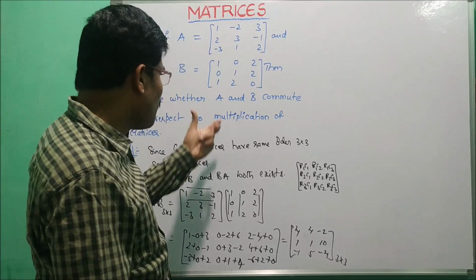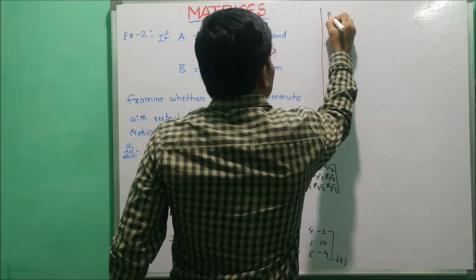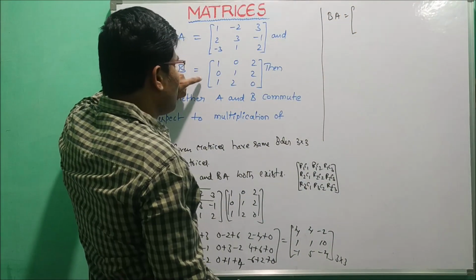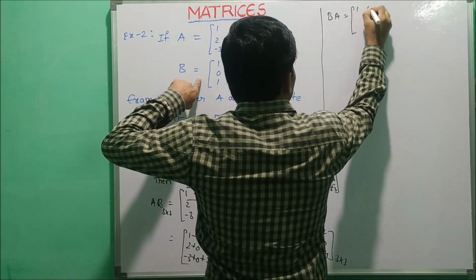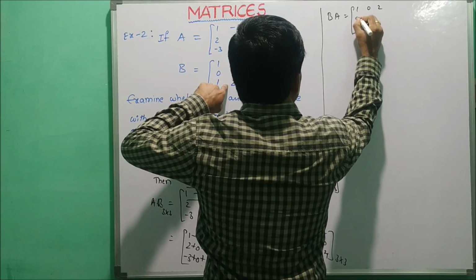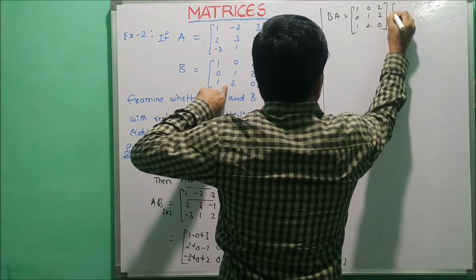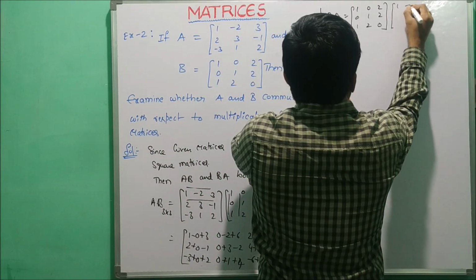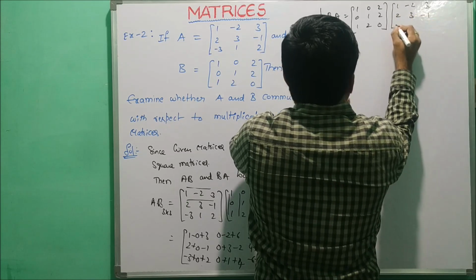Similarly, we follow BA. Now we write the second matrix B first: 1 0 2, 0 1 2, 1 2 0. The second one is 1 -2 3, 2 3 -1, -3 1 2.